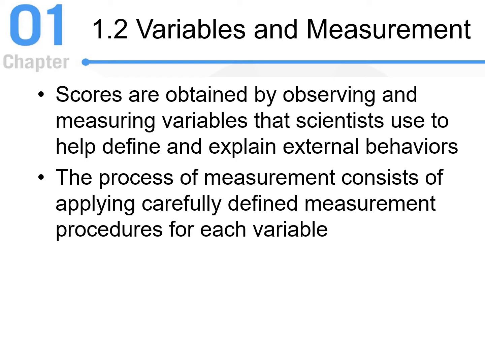Scores are measures of variables that we're studying, and the process of measurement consists of defining how we are going to assess each variable that we're interested in studying. For example, let's say this is the problem in psychology. Let's say that you're measuring IQ. How do you measure that? You give everybody an IQ test.